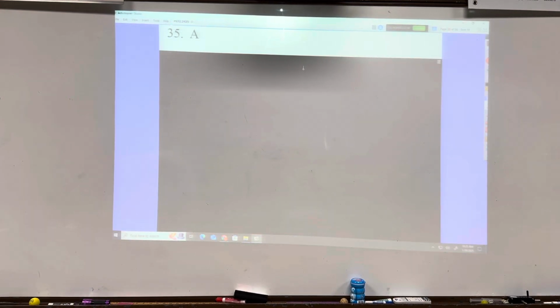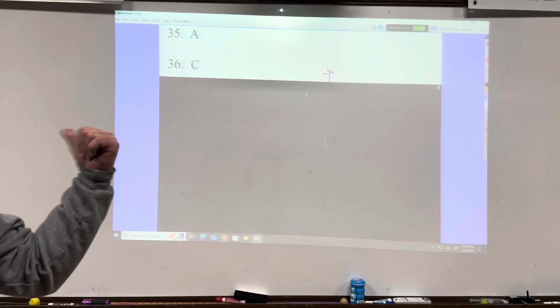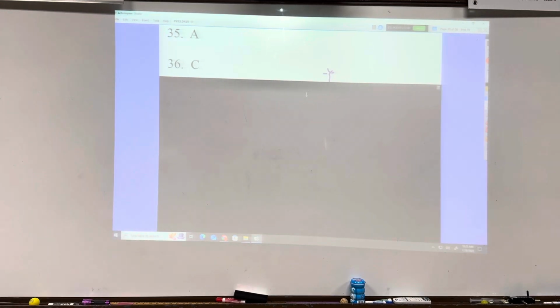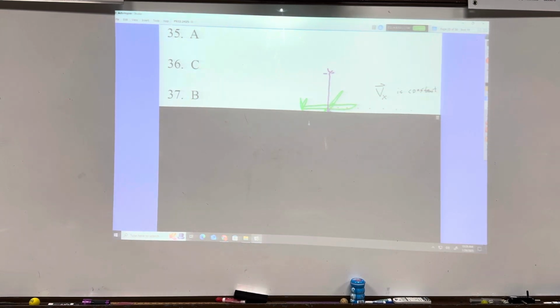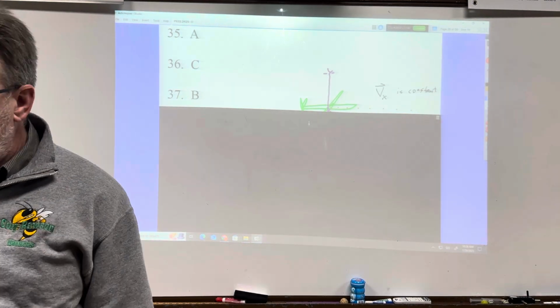36, which one is the SI unit of acceleration, or metric? It's meters per second squared. C. Which of the following is not used to calculate acceleration? Well, we had both velocities at both times. So we aren't using average speed. We've got the starting speed, the ending speed, the starting time, the ending time.